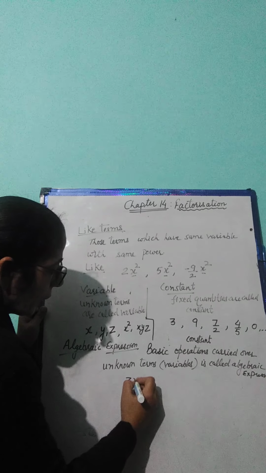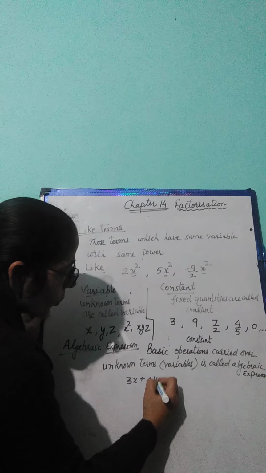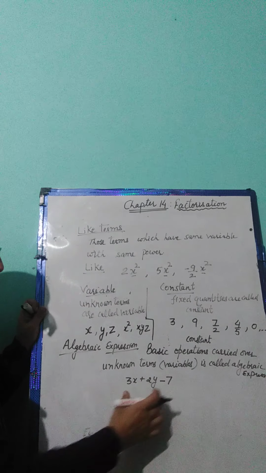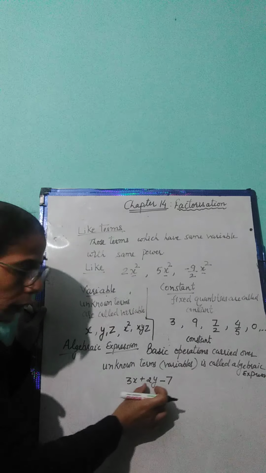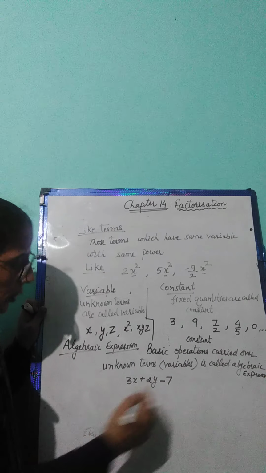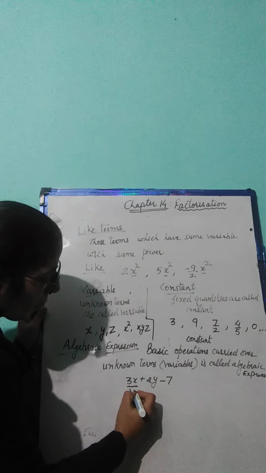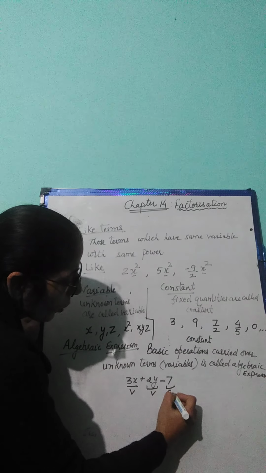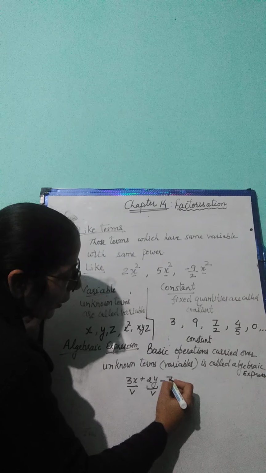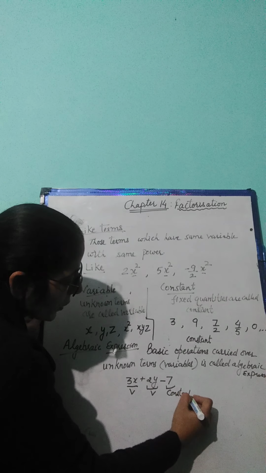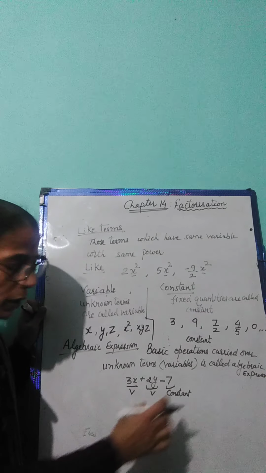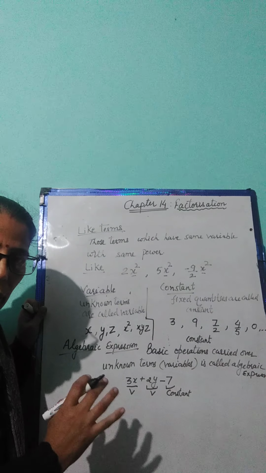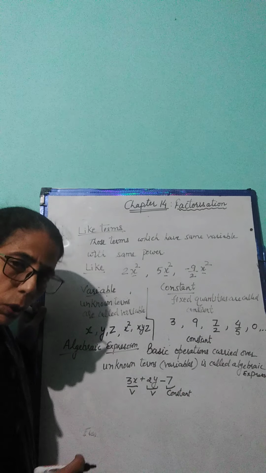Like 3x plus 2y minus 7. So here are unknown terms and this is constant. This is variable, this is variable and this is constant term. This 7 is a fixed quantity now. It is not having any x, y, z, a, b, c. So this is a constant term.